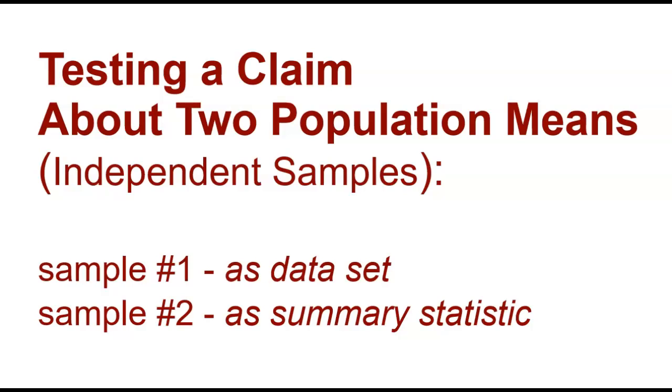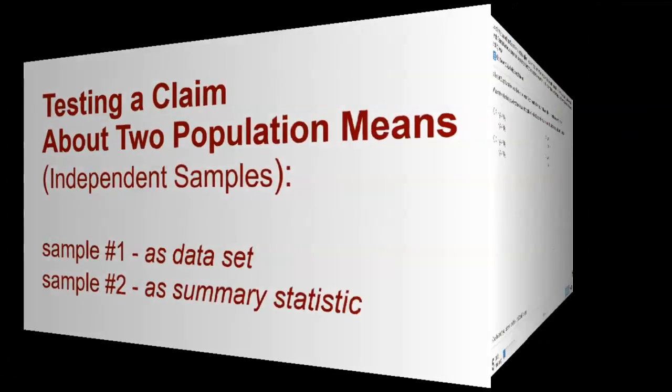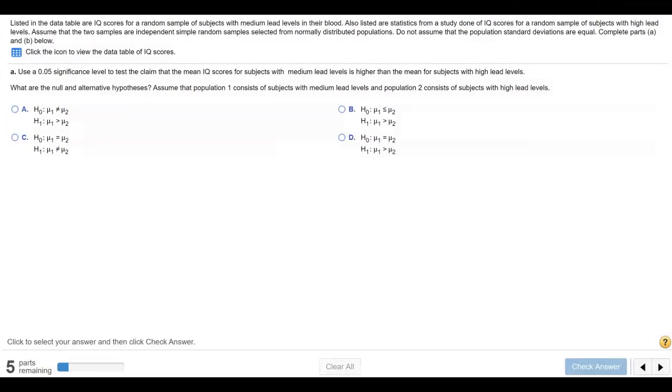In this short video, I will show you how to test a claim about two population means from independent samples using StatCrunch when one sample is given as raw data and the second sample is given as summary statistics. Let's read the following example.